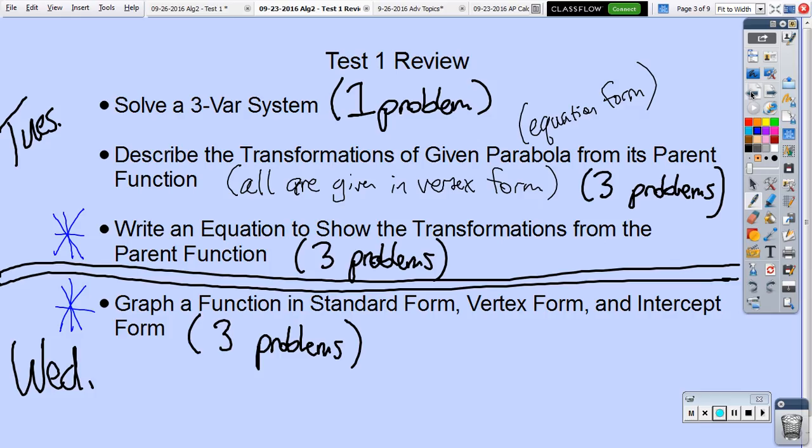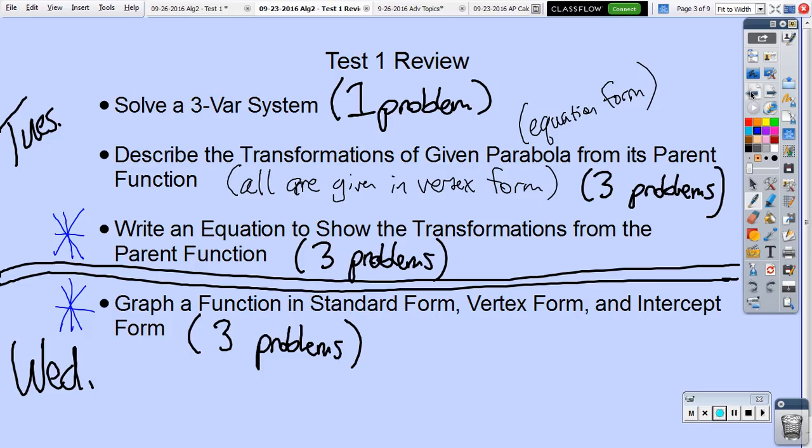Then in another part, you have to write an equation to show the transformation. So they read you the transformation. You hear a problem like this: translated left 4 units, up 1 unit, and vertical shrink by a factor of 1/3. They write that out and you write the equation. And then lastly, graph a function in standard form, vertex form, or intercept form. We just did one of those. We did intercept form on the previous problem.